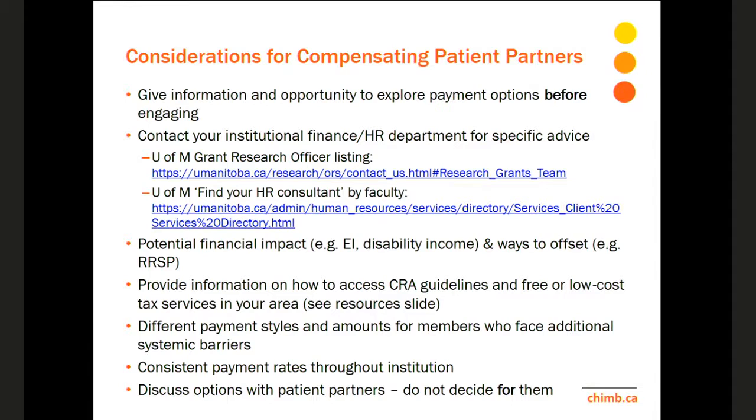That just is inconsistent. And again, the key take home is discussing those payment options with patient partners, giving them the information well ahead of time so they can use these resources, figure out how it's going to impact them and their own situation and what they would prefer. And there's always the option to change things. If something comes up, okay, we have to figure something else out, and working with them to figure that out.